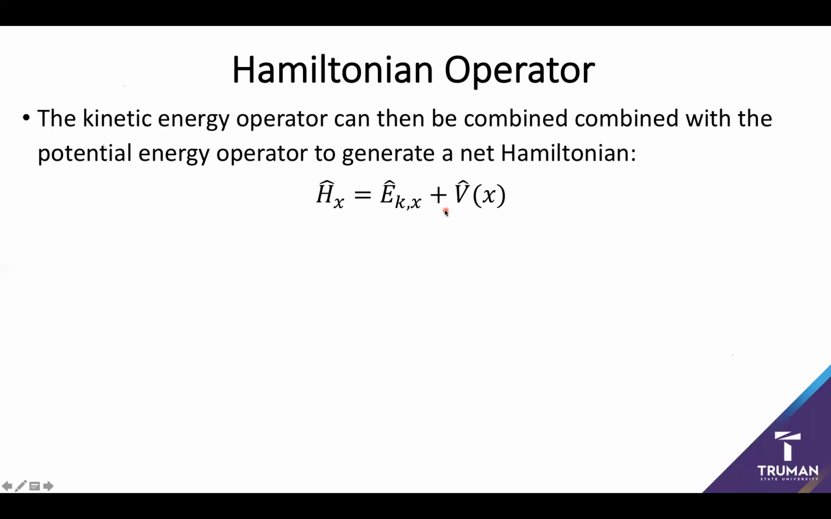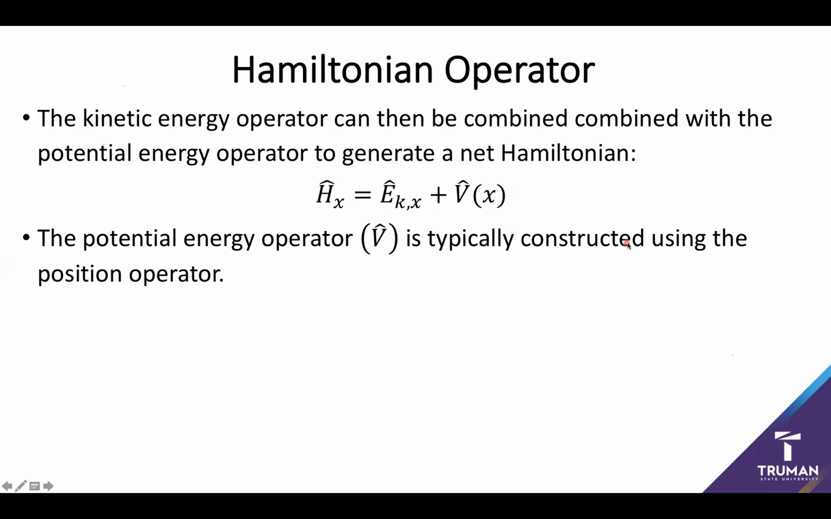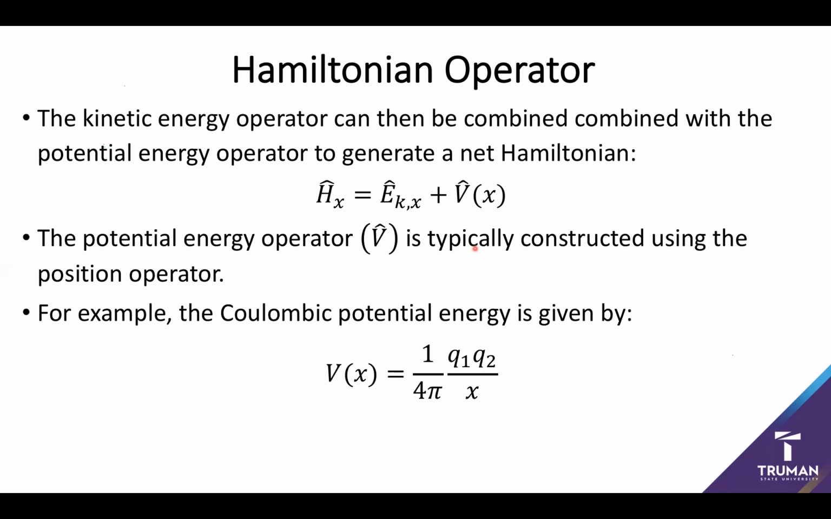Now, this gives us the question of how are we going to construct our potential energy operator? Well, this is usually going to be done using the position operator, because by its very nature, the position of a particle is going to dictate how favorable it is to be in one location versus another. Now, since some of the most dominant forces for the potential energy of an electron are Coulombic potentials, let's go ahead and see what this looks like.